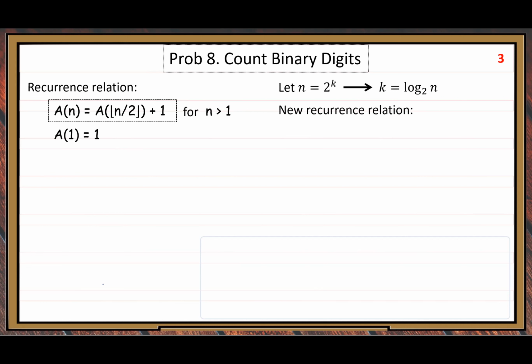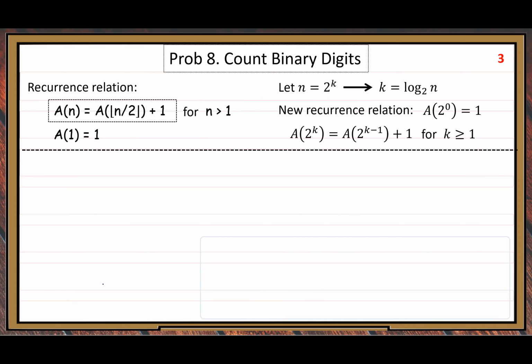After that, our new recurrence relation becomes this one. Look at that. A of 2 to the k equals A of 2 to the k minus 1, plus 1. The good thing for the new recurrence relation is the floor function is gone. We never need to deal with the unfriendly floor function, right? It's a big improvement. Next, let's solve the recurrence relation.